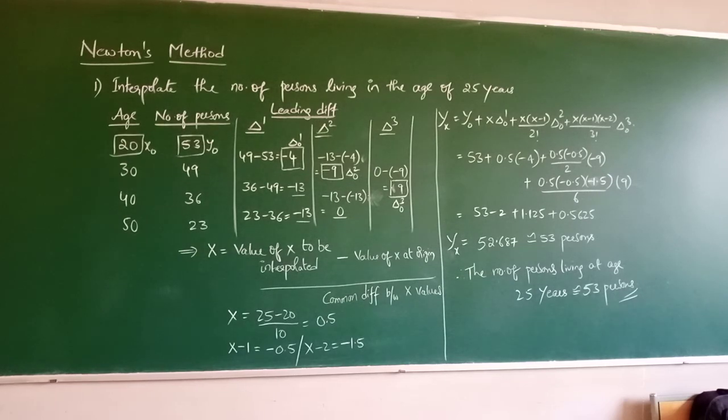So the number of persons living in the age of 25 years is 53. Are you guys clear? So this is the stride problem from Newton's method.